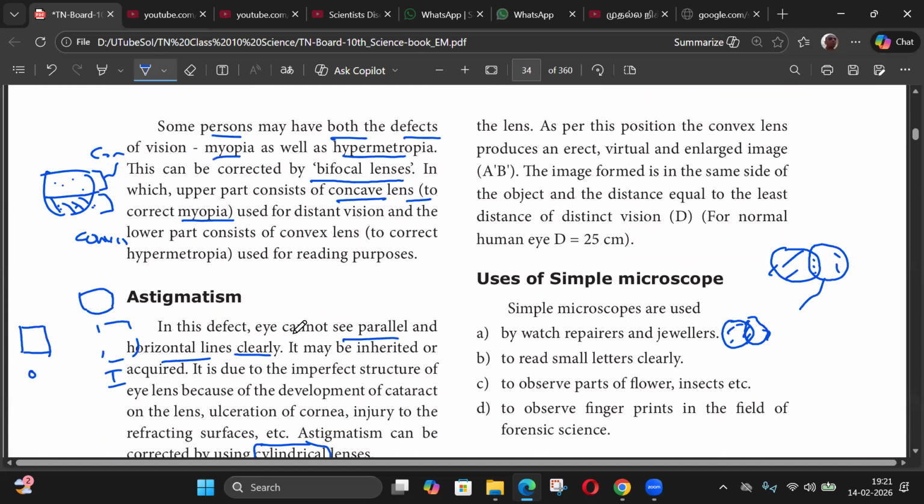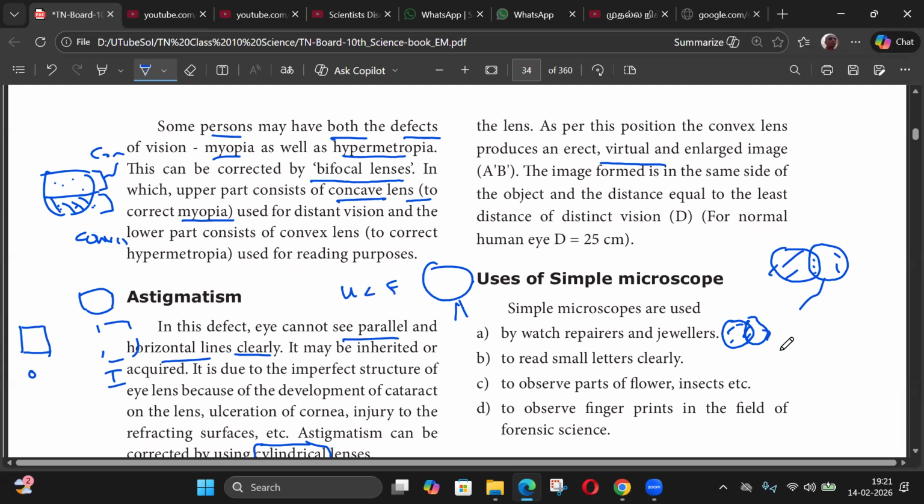The image will be enlarged, virtual and direct. For a convex lens, suppose I am placing it on top of this book, the distance should not be too far away. This object distance, that's u, should be less than the focal length.